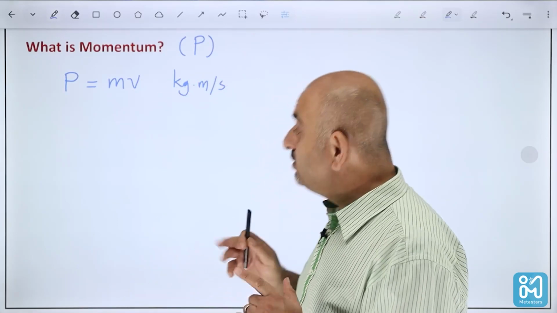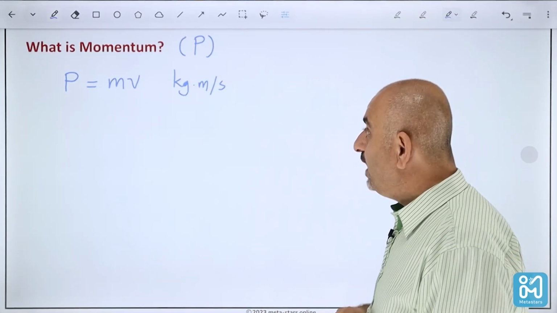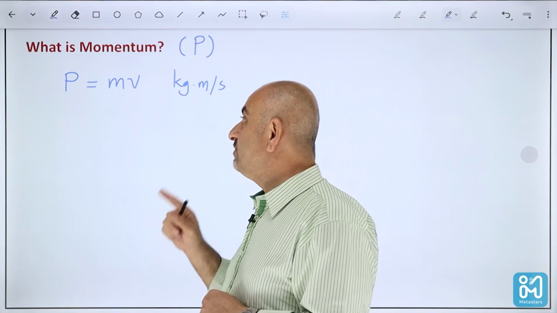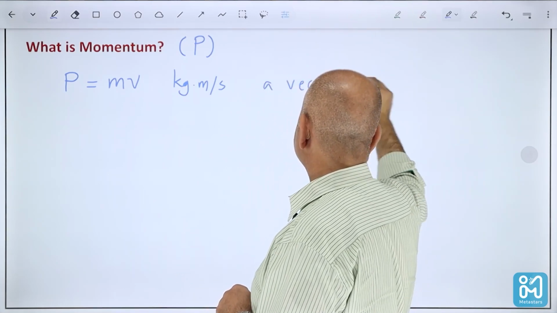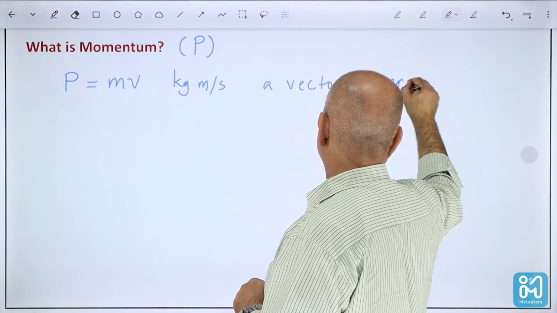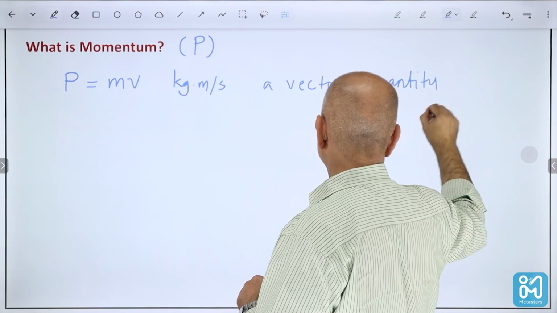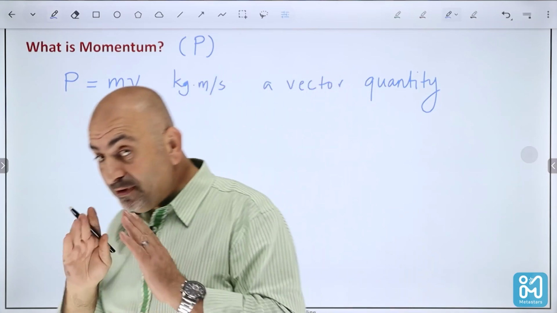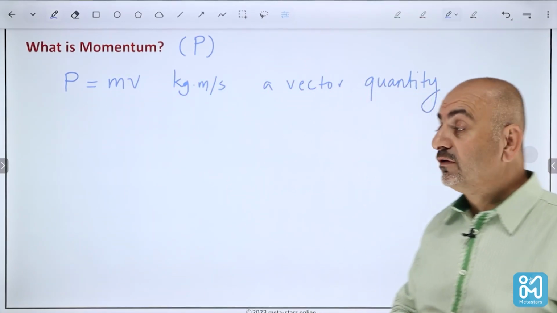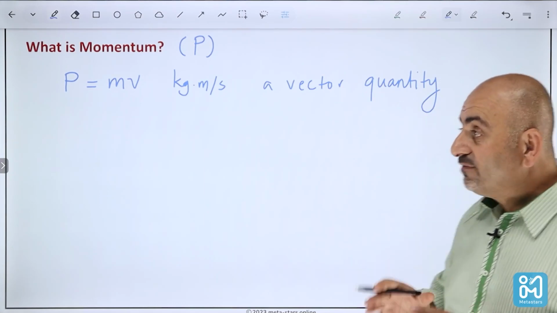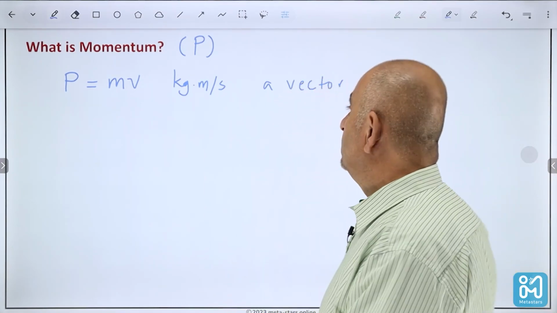So remember that momentum does not only depend on mass, but also on velocity, and it is a vector quantity, which means it has a magnitude and also a specified direction, which we should pay attention to when we solve problems on momentum. We have to pay attention to the direction. Perfect.